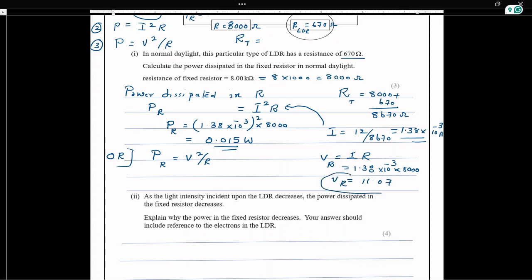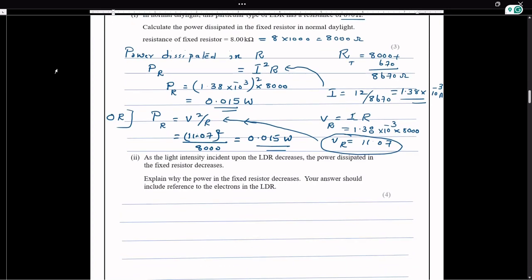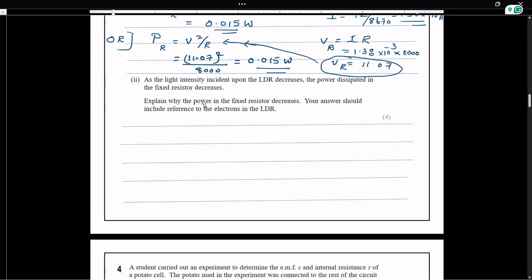Now this voltage across R, I can use it here. Here I can use that voltage, which is 11.07, the whole square, over resistance 8,000. On calculation, you will get the same answer, 0.015 watts. So I'm just showing you, you can use the equation for power dissipation as I square times R, or V square over R. Both ways you get the same answer. Now let's move on to the next part of the question.